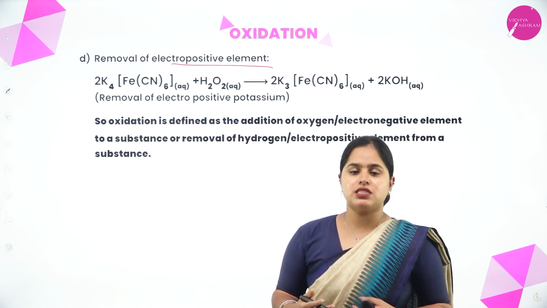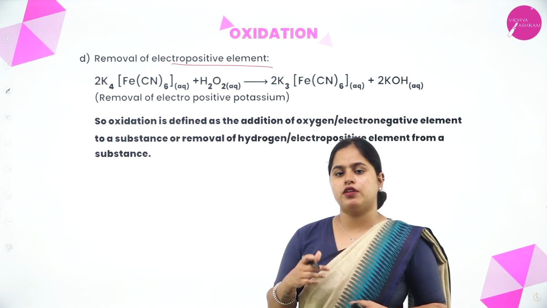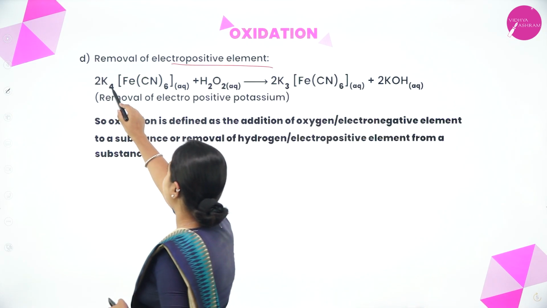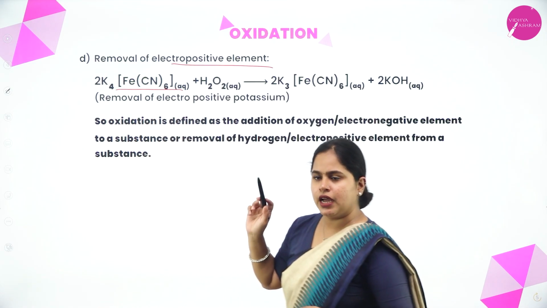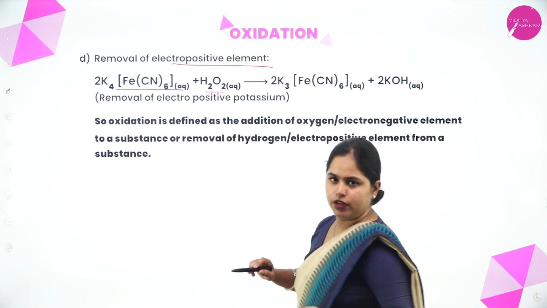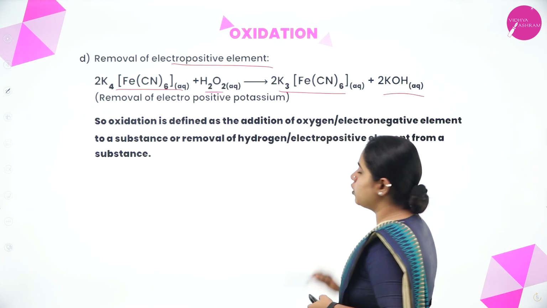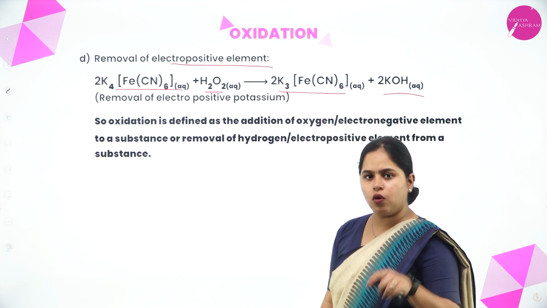The next one, and the last one, is removal of an electropositive element. If an electropositive element is removed, we can also define it as oxidation. For example, a complex is given here, K4Fe(CN)6, to which we have added water. What happens here? You can see that K3Fe(CN)6 and potassium hydroxide are obtained. So what has happened here?